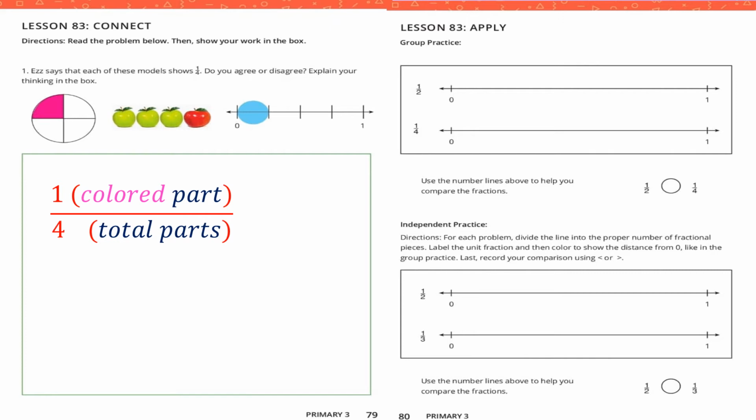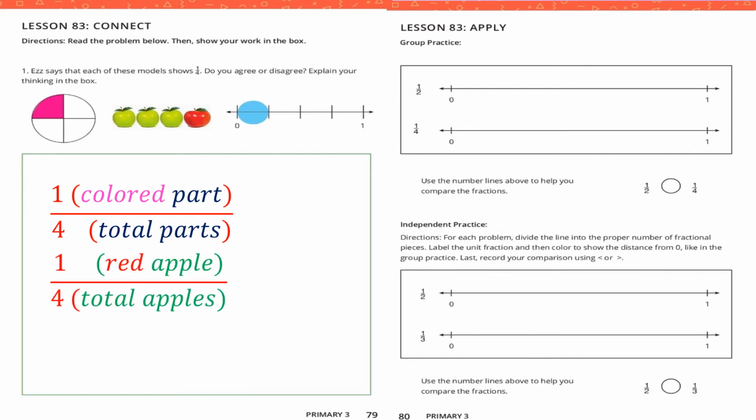Okay, the second model we have a set of apples. What is the fraction of the red apple in this set? Ask yourself, how many red apples here? Yes, 1 red apple out of the total apples, 4. So the fraction here is 1 out of 4.